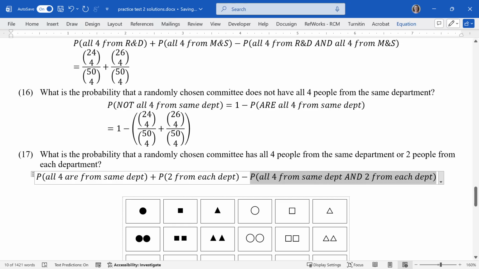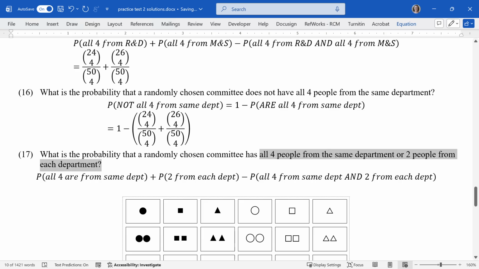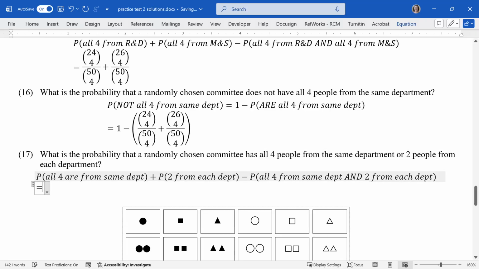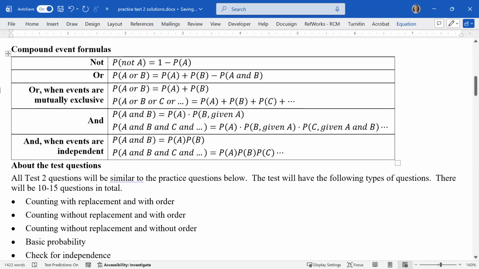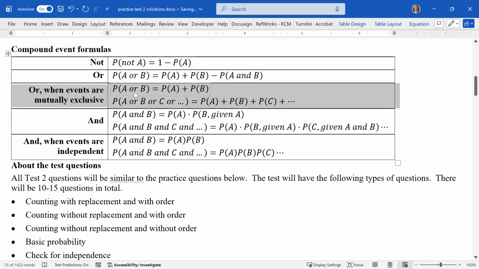I'm not able to choose all 4 from one department and half from each department. I can't do that on the same committee. I could do that if I had 8 people, but we're not making an 8-person committee. We're making a 4-person committee. So the experiment does not allow me to do both of those events at the same time. Okay, so this is basically the mutually exclusive formula down here. When events are mutually exclusive, you don't need to worry about subtracting the overlap. Or another way to think of it is that the overlap would be 0.